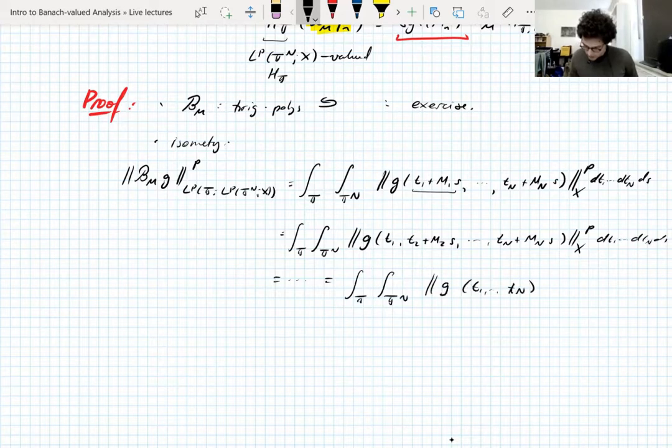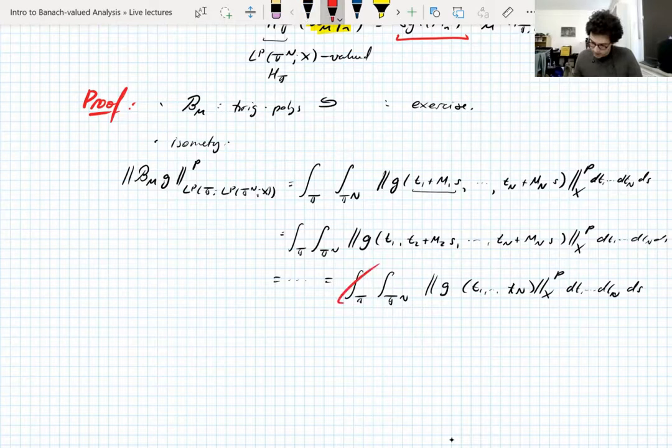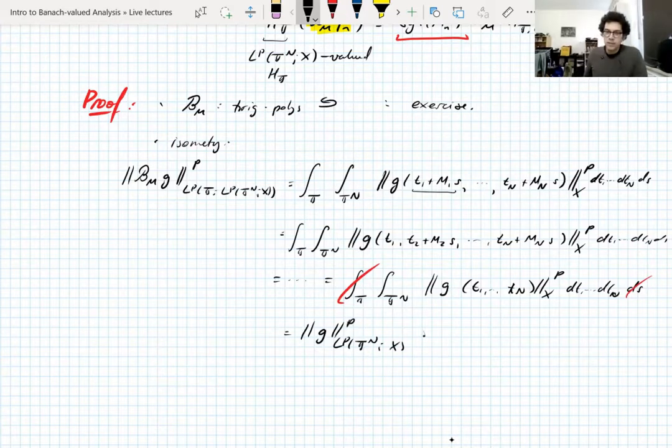You get t1 up to tN, dt1, dtN, capital N, ds. But now there's no s dependence anymore. So once your s dependence vanishes, you get the Lp norm of G as a function on the capital N torus to the p power. So that's the isometric property of this map. The fact that it's linear is just a change of variables. Every change of variables gives you a linear map on functions. That's quite standard.